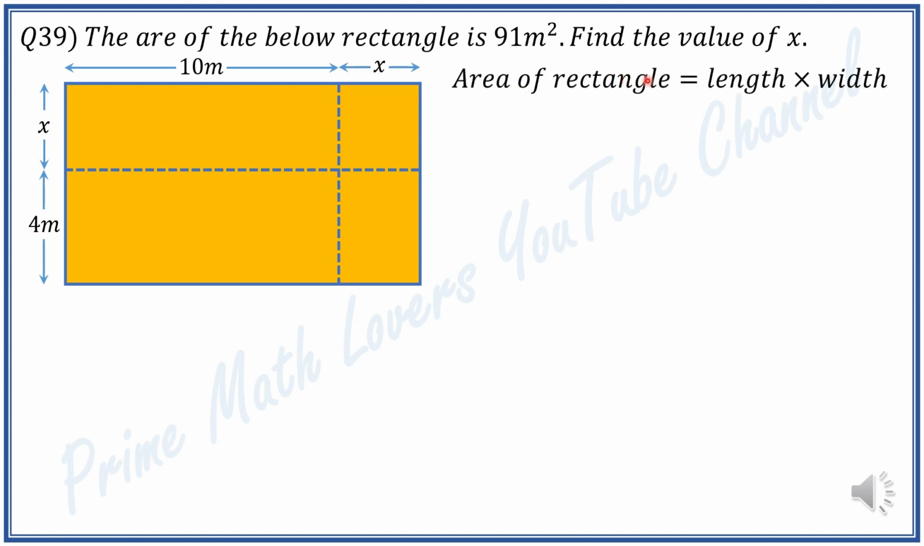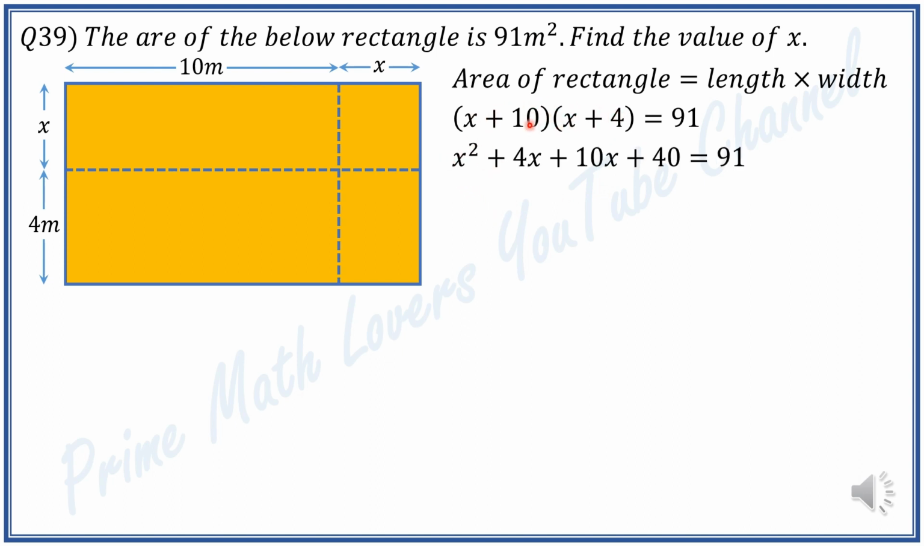We know that the area of the rectangle is equal to length times width. So length is x plus 10 and width is x plus 4. So x plus 10 times x plus 4 is equal to the area of the rectangle, which is 91. I expand the equation, so x squared plus 4x plus 10x plus 40 is equal to 91. I simplify and take the 91 to the other side of the equation, so I get x squared plus 14x plus 40 minus 91 is equal to 0.